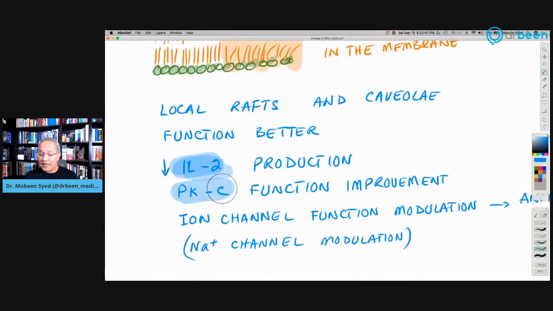Omega-3 also helps reduce production of interleukin-2 and the protein kinase C. Interleukin-2 is an inflammatory protein, and protein kinase C is a signaling molecule. This is like the doorbell which you press and something happens inside the cell. So the doorbell has to be healthy. And for that, the cell membrane has to be fluid. For that, we need cholesterols and omega-3s.